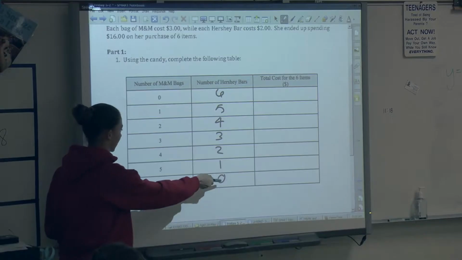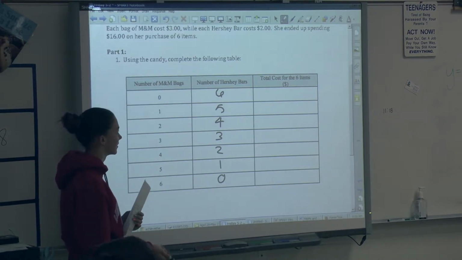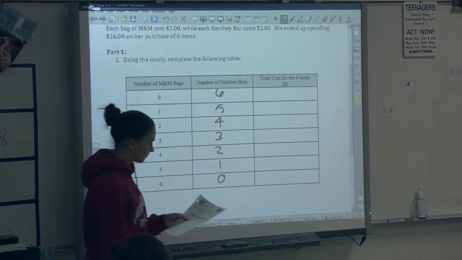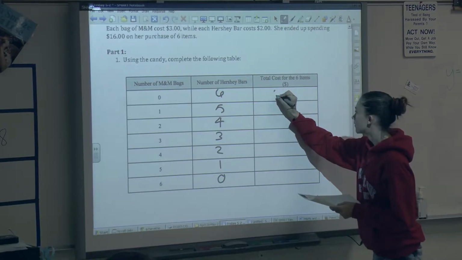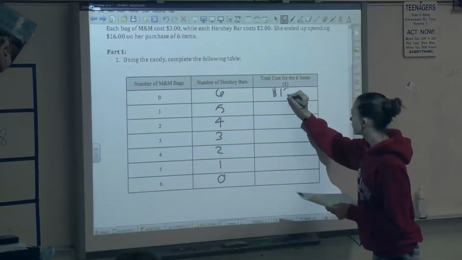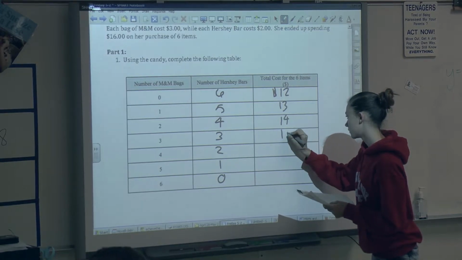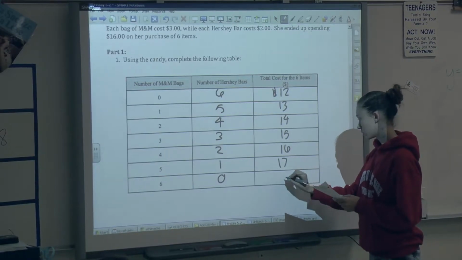If you're buying six of these, then you can't buy any more of those because she's only buying six total. All right, does everybody agree with that? Yeah. I think it took a lot of groups a long time to see. So earlier, that group especially, you had zero and zero. But why didn't that work? Because it had to equal $16. Not $16. I mean, no, you have to have six items. Six items, good.